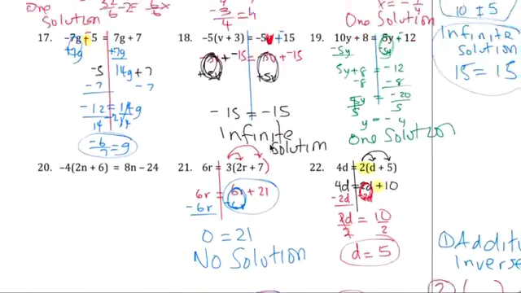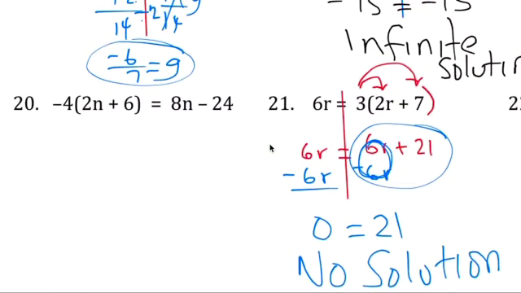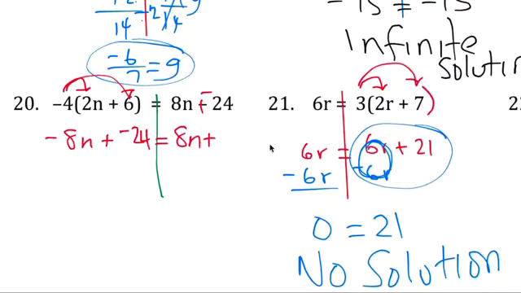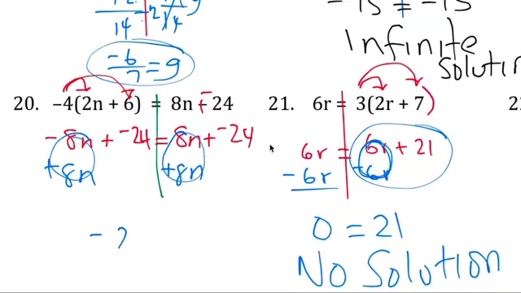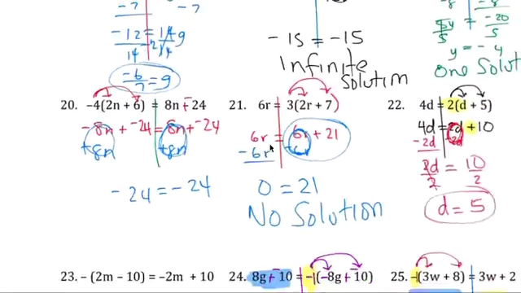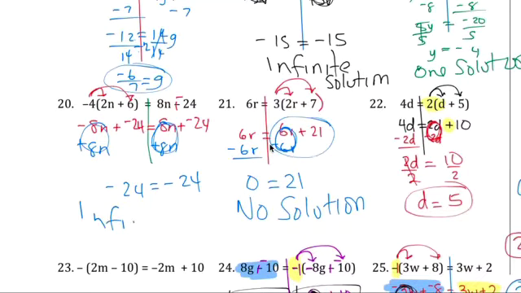Okay, number 20, and there's 21. So I only need to do additive inverse to this one here. I need to distribute here. I get negative 8n plus, it's a negative 24. Okay, equals 8n plus a negative 24. Make one of the variables 0 because there's a plus sign. Add 8n. 0, 0, you get negative 24 equals negative 24. 0 plus negative 24 is negative 24. This is called infinite solution.